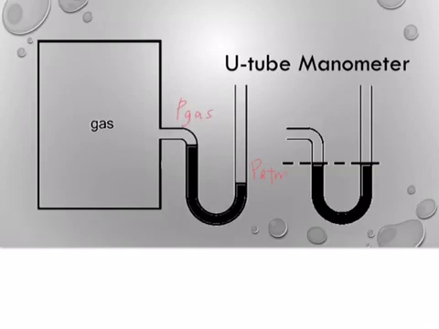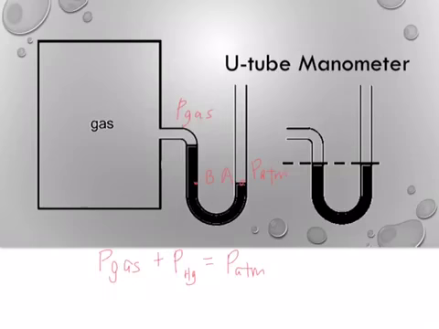If we were to examine the situation, the pressure at this point, let me call this point A, must be equal to the pressure at this point, let me call this point B, because they are on the same horizontal line. Hence, we can easily form an equation. P gas plus pressure due to the mercury column is equal to atmospheric pressure.